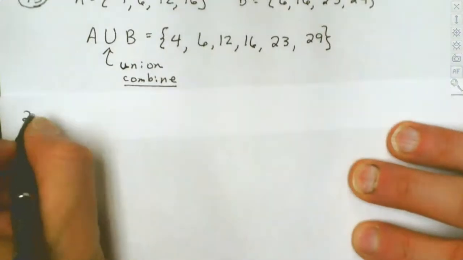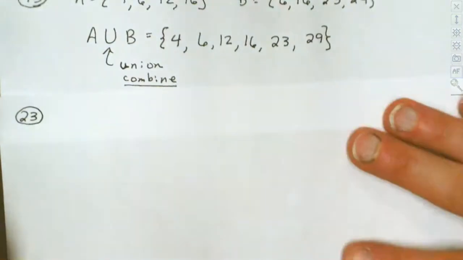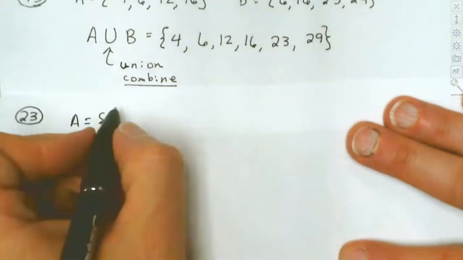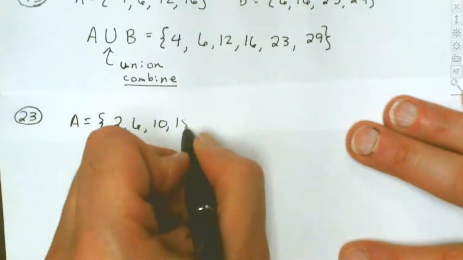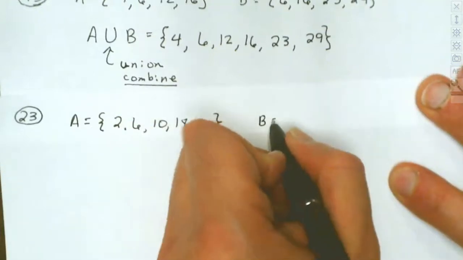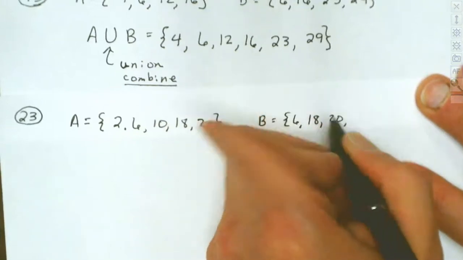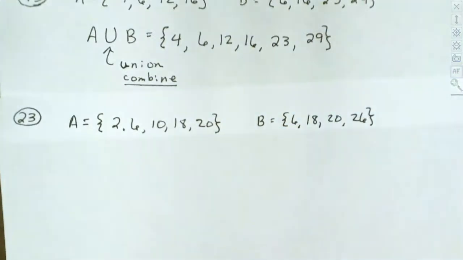So question 23, we want to use an intersection. We've got the set A, which is 2, 6, 10, 18, and 20, and the set B, which is 6, 18, 20, and 26. So that's what we've got. And we want to go ahead now and combine these together.